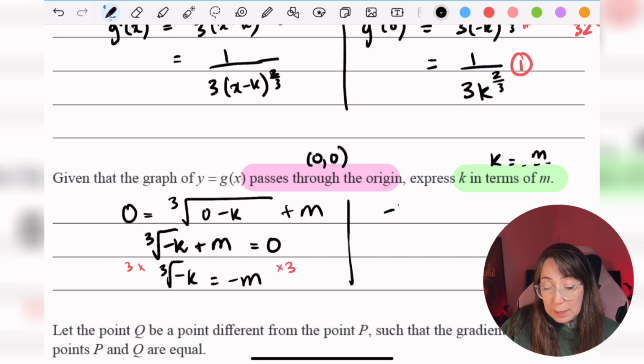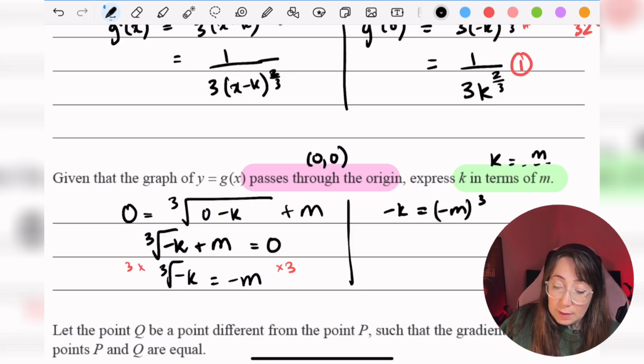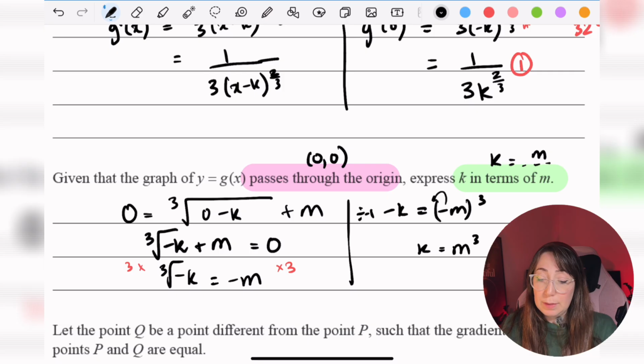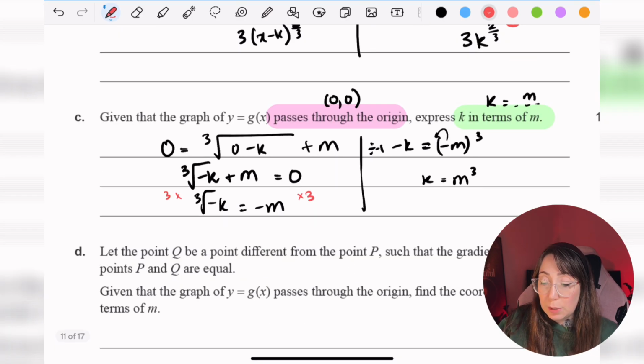So negative k is equal to negative m to the power of 3. And then we can divide both sides by -1. Now that negative, whether it's on the inside or the outside, doesn't really matter with the cube. k will be equal to m cubed, as the negatives will cancel out on both sides. All right, so that's the relationship between k and m. In terms of the examiners, 47% of students were able to get this question right.